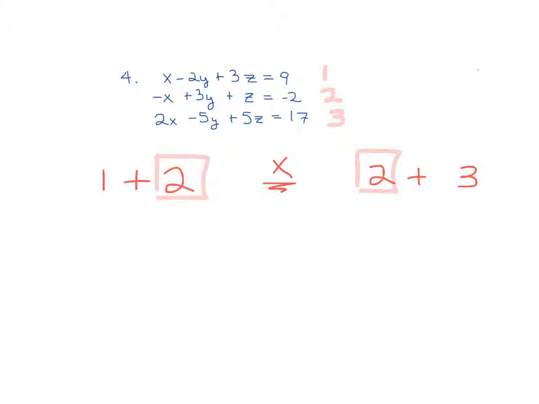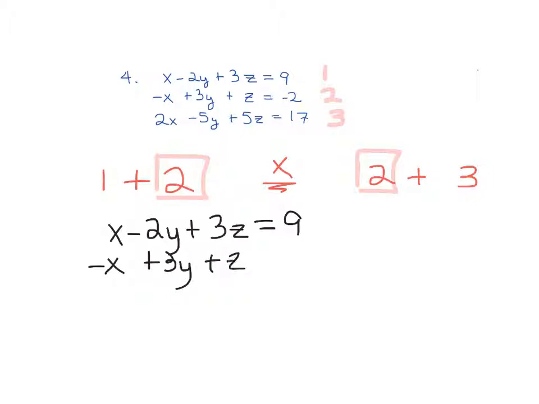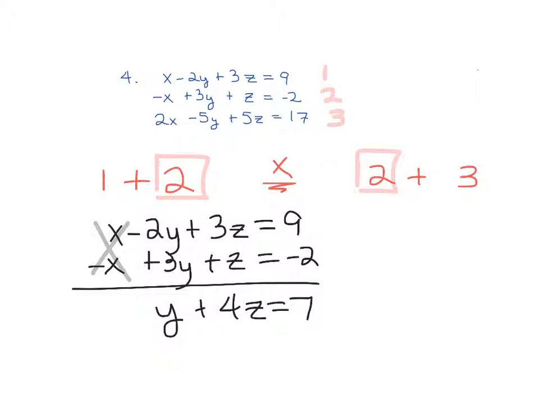When I add 1 and 2, I don't need to multiply by anything because notice my x's, one's +1, one's -1. So as soon as I add them, those x variables are going to cancel. So that's why I chose that one, because I didn't have to do any calculations here. Just add the 2 equations. So let me write them on top of each other, and then I'm going to add them up. The x's cancel out, and now I'm left with y plus 4z equals 7.